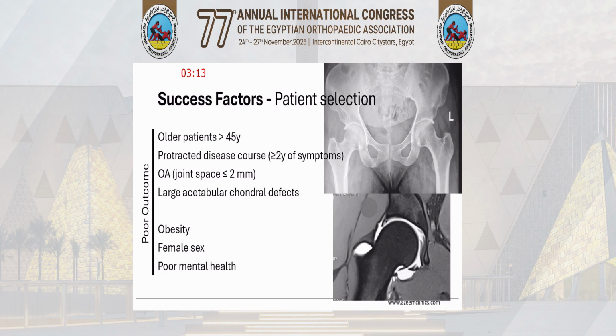So the second thing is to remember the poor outcome reported in the literature for older patients more than 45 years. This is very important. If he's suffering from a long journey, a protracted disease course, more than 2 years of symptoms, an osteoarthritic joint, large acetabular chondral defects, or hyaline cartilage damage, together with the relative indications like obesity, female sex, and poor mental health.